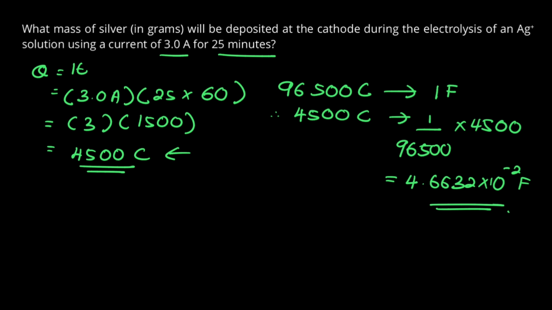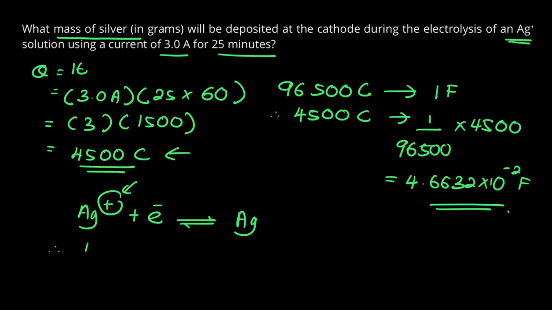So next up, you need to know what is the half equation for this reaction. Because you want the mass of silver, you need to use the silver ion, and then you shall produce silver. Because this is just plus 1 electron, so plus electron. So basically, here 1 Faraday is 1 mole of silver, right?